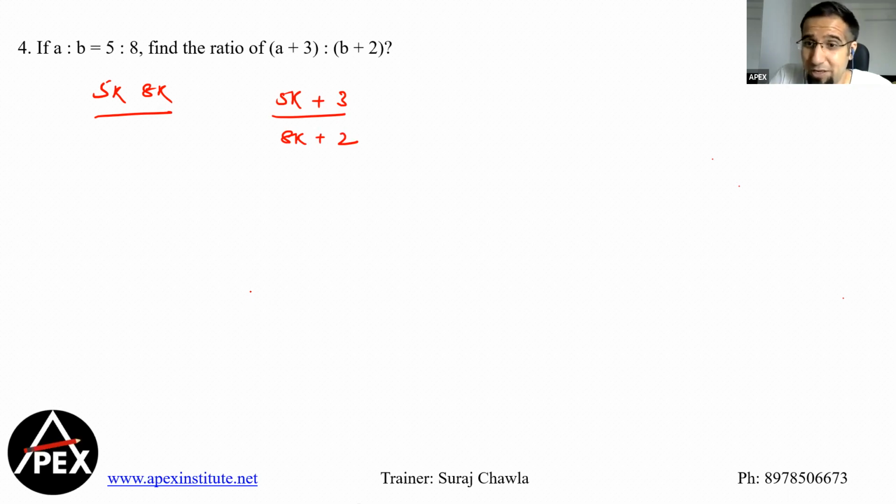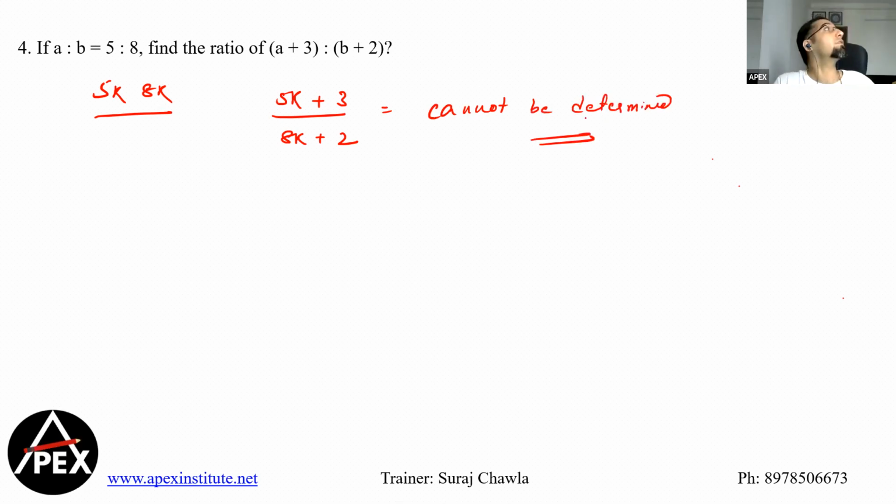Can I solve this question? Varun, please explain how to solve. If you simplify this, I do not know the value of K, and therefore the answer is cannot be determined. Always stick to basics, guys. Always stick to basics. Is this point clear with all of us?